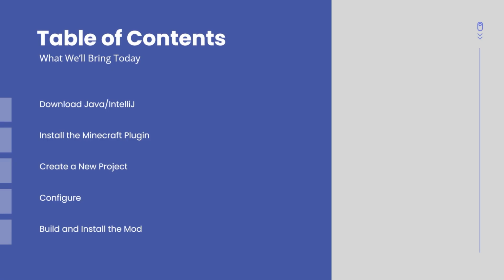Okay, so specifically what we're going to be doing first is download Java and IntelliJ. If you don't have it already, you need to get that. And then we're going to install the Minecraft plugin on IntelliJ. Then we're going to create a new project, a new Fabric project. Then we're going to configure that project so it has all of our mod information. And then finally, we're going to build and install the mod, okay? So you should learn a lot out of this episode, hopefully.